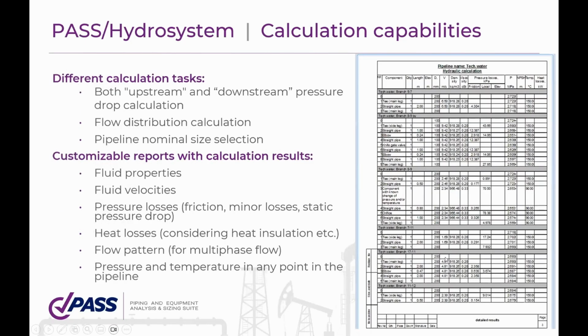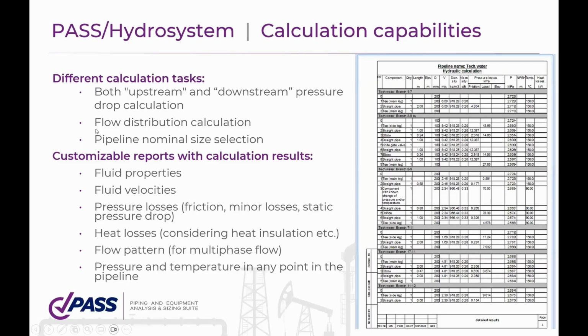In HYDROSYSTEM, you can solve different calculation tasks, because hydraulic calculation is done for different tasks. For instance, we have upstream and downstream pressure drop calculations. So if you know your inlet pressure, you can calculate what the outlet pressure will be, and vice versa. If you know your outlet pressure in your piping system, then you can calculate what the inlet pressure should be, so your fluid will arrive with the requirements you need.